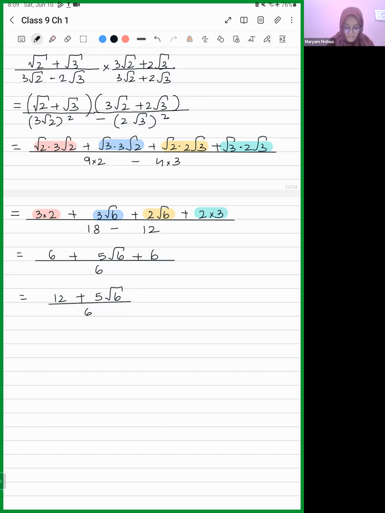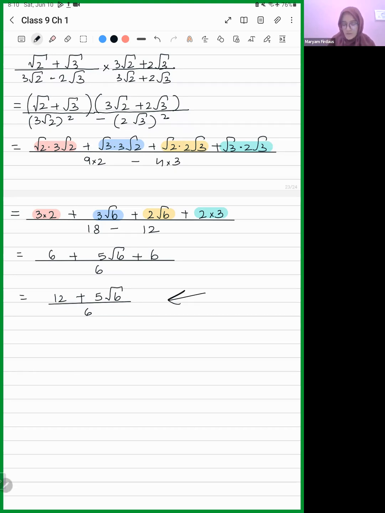Ma'am, 6 plus 3 root 6 plus 2 root 6 plus 6. Good. We can add 6 and 6, and this 3 root 6 and 2 root 6. Again, we can add that because it is root 6 and root 6, right? So we can add those two. 3 root 6 plus 2 root 6 becomes 5 root 6. Okay. Don't copy it down, just solve it using your own steps. Are you done till here?